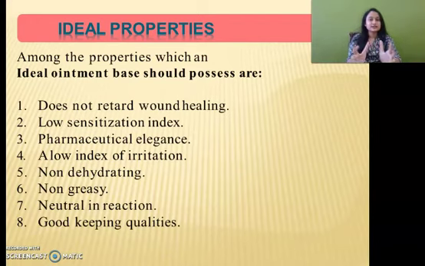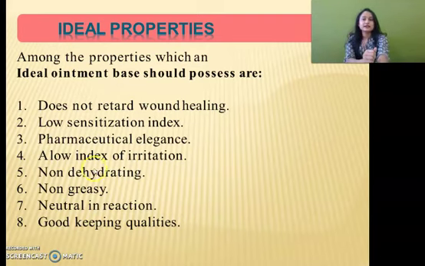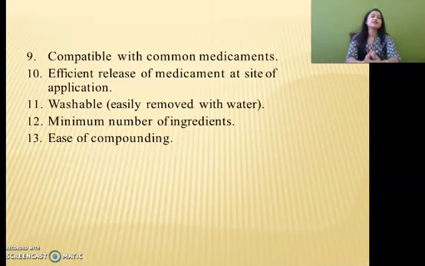For choosing the ointment base, it should have some properties like a low sensitization index and pharmaceutical elegance. They should be non-irritating, non-dehydrating, and neutral in reaction. It should be compatible with the other common medicaments used in the preparation of the ointment, and have the property to release the medicament efficiently at the site of application. It should be washable, with a minimum number of ingredients and ease of compounding.